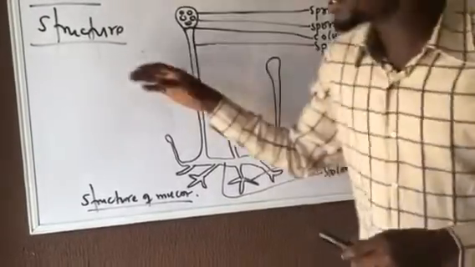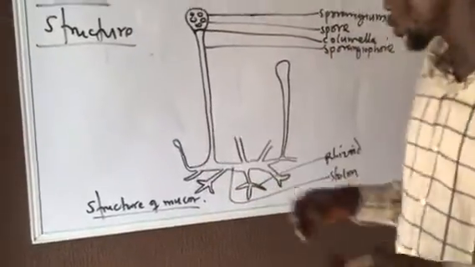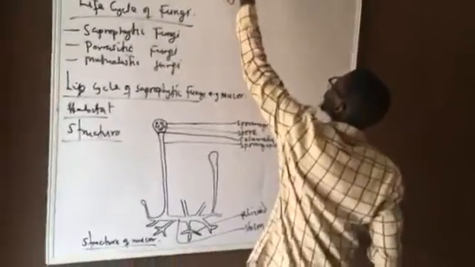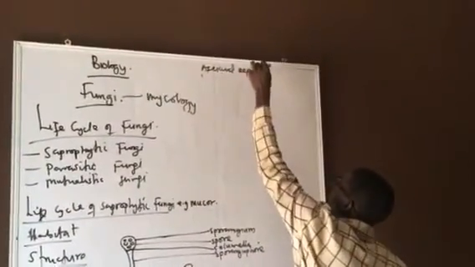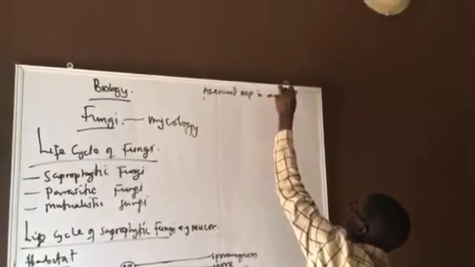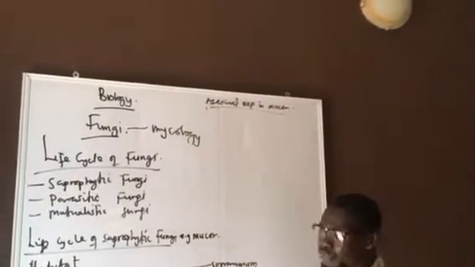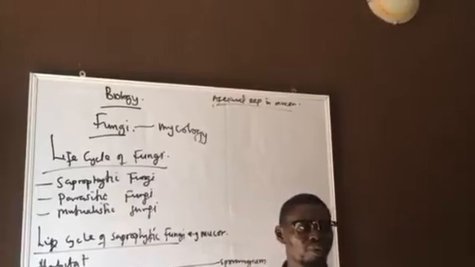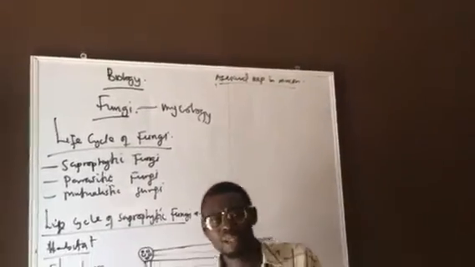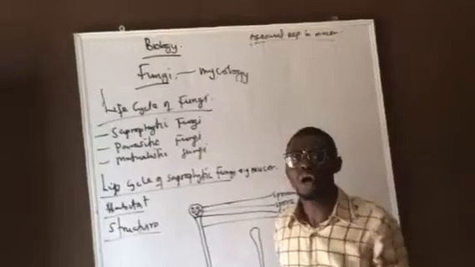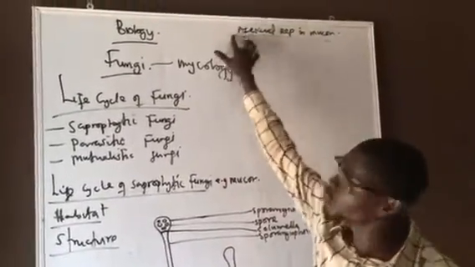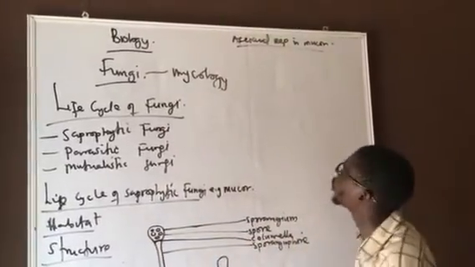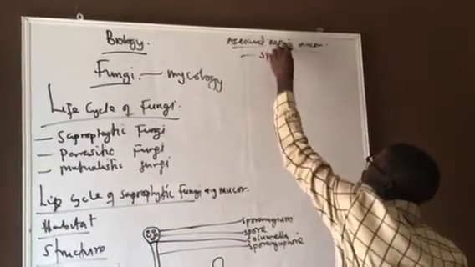So let's talk about the reproduction now. We have understood the structure. We have sexual and asexual reproduction. Let's talk about the asexual reproduction first. Asexual reproduction refers to a type of reproduction whereby a single parent gives rise to numerous offspring. In Mucor, asexual reproduction occurs by spore formation. We should take note of that, spore formation.